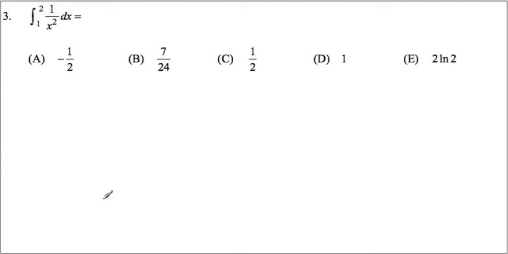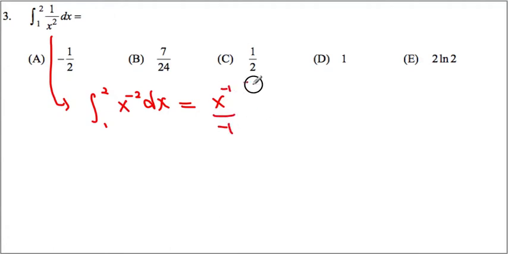Alright, how about this question? We need to integrate this one first. If you have difficulty integrating this, you can consider it this way, x to the -2 power dx. Then we can use the reverse power rule here. We end up getting x to the adding 1 becomes -1 over -1, from 1 to 2. In other words, this becomes -1 over x from 1 to 2.